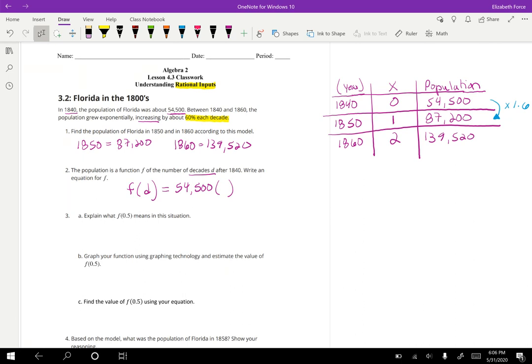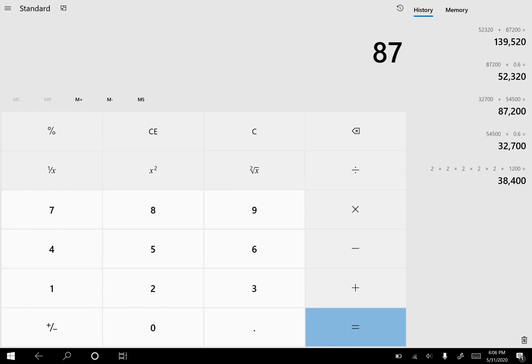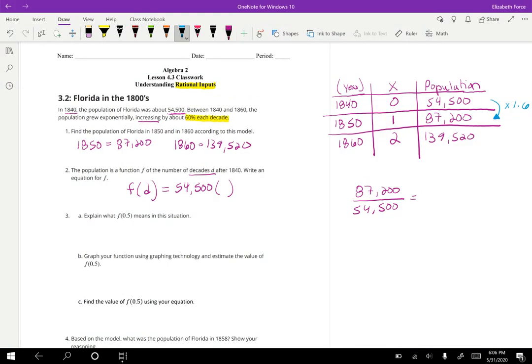And if you're not sure how that came up, remember you can always get your growth factor by taking one number in the table, so 87,200, and dividing it by its previous consecutive number, and this will always result in your growth factor. So let's try that real quick. 87,200 divided by 54,500. When I divide those, I get my growth factor of 1.6. So that is my actual growth factor.